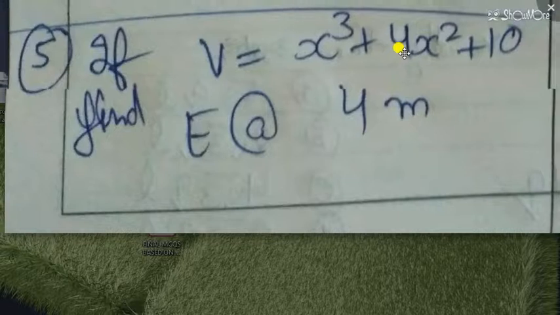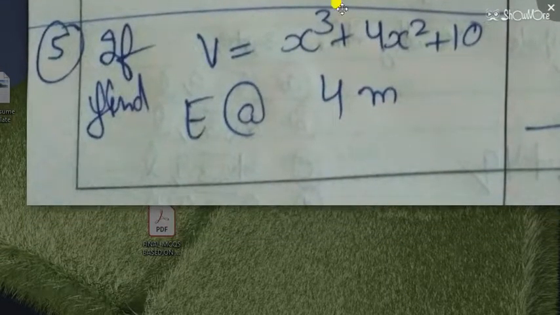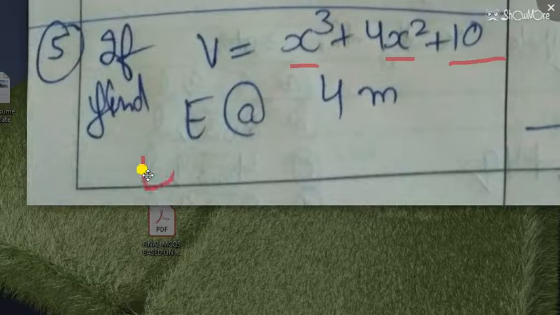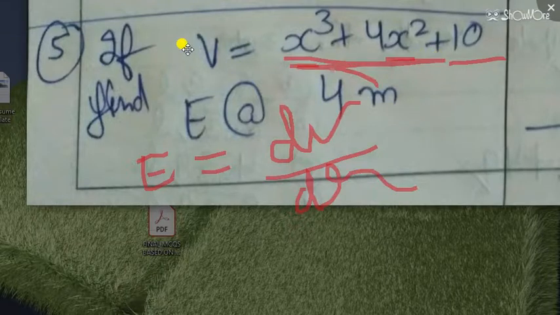So question number 5 is, here V is given, V is equal to x cube plus 4x square plus 10. So if you know the relation E is equal to minus dV by dr, you can easily understand that you have to differentiate this term, that is dV with respect to x. Dr can be written as dx or dl also.